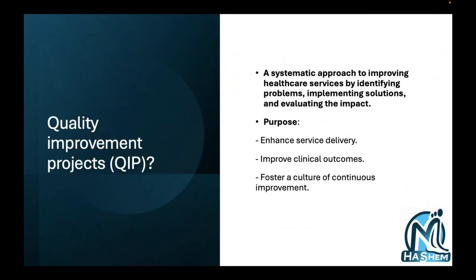In quality improvement, you just go through a systematic approach to improve healthcare services. You try to identify your problems, implement solutions, and evaluate the impact of these solutions. So basically, with an audit, you're just comparing what you do to the standard. We don't care whether what you're doing is right or wrong; we care that it is according to the standard. With quality improvement, you check whether what you are doing is satisfactory and achieving what you aim for, and if not, why not, and then you start to improve it. The purpose again is to enhance service delivery, improve your clinical outcomes, and foster a culture of continuous improvement.